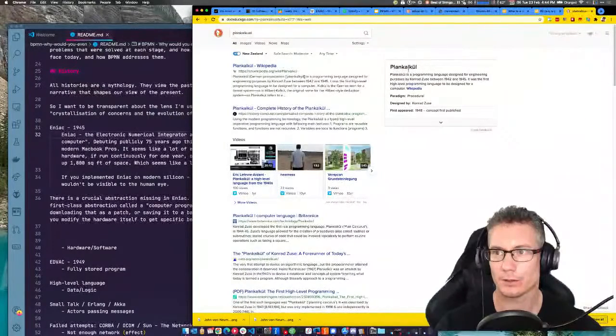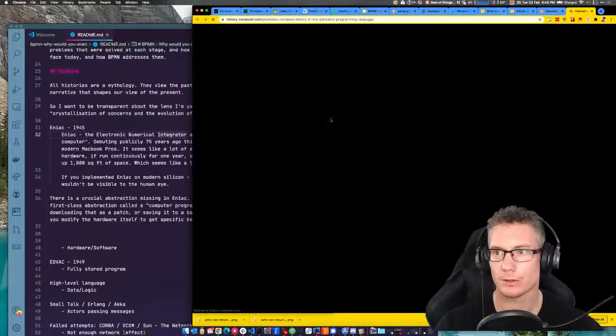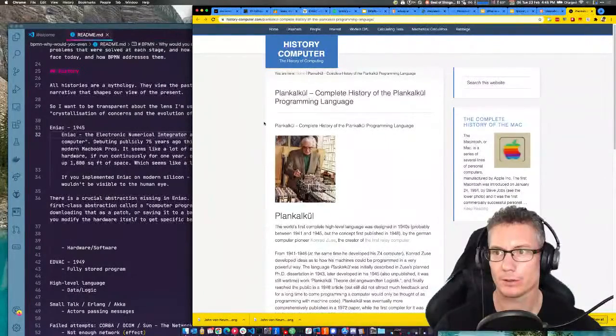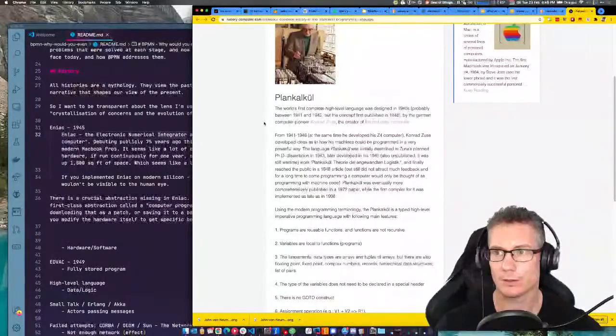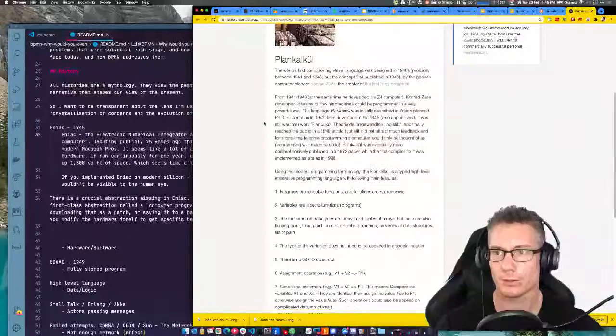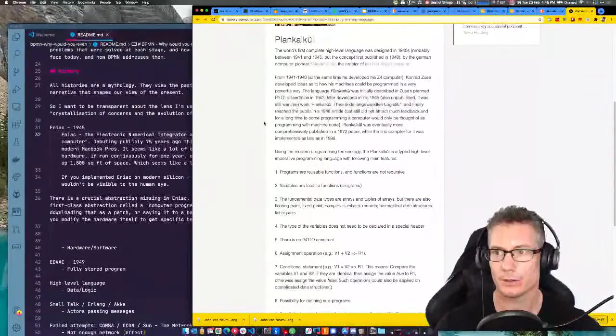Okay. Programming language between '42 and '45. First high-level programming language to be designed for a computer. High-level language from the 1940s. Epic. German computer pioneer, the Z4. (1948).